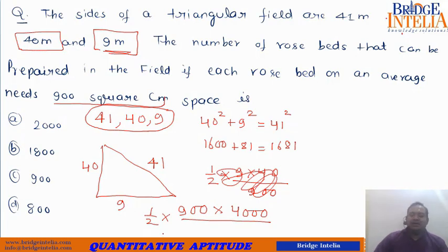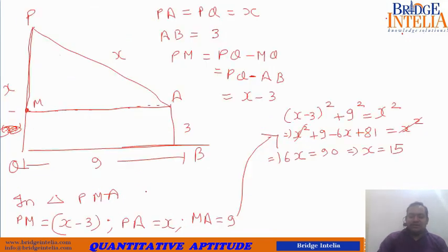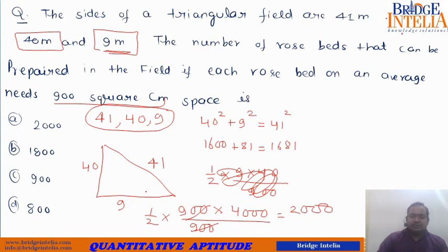So the question is how many rose beds are needed. So rose beds needed would be total area divided by the area of a single rose bed. So this divided by 900. So you can see the answer comes out to be 2000. Half into 4000, so the answer is 2000. So this is the correct answer.